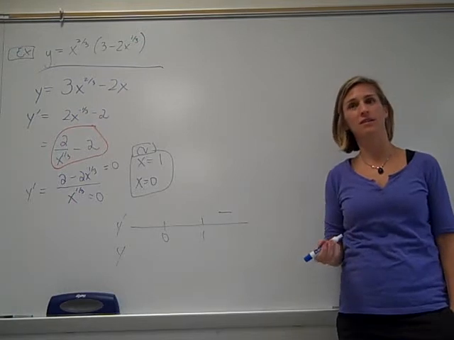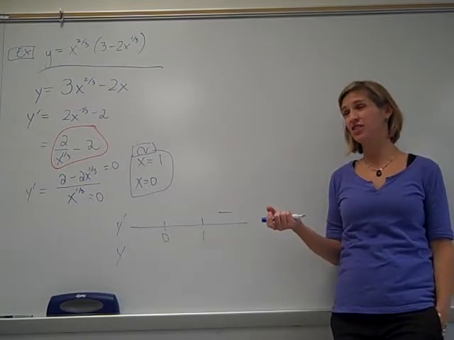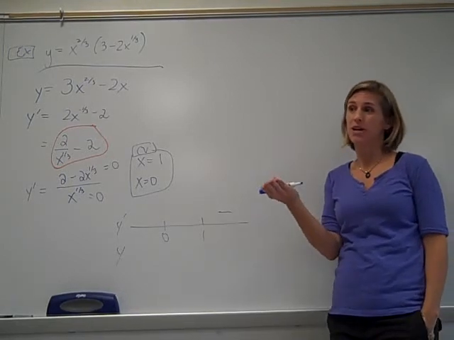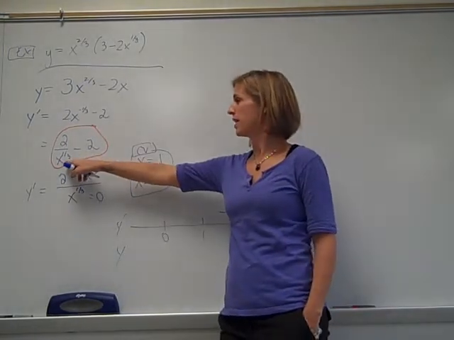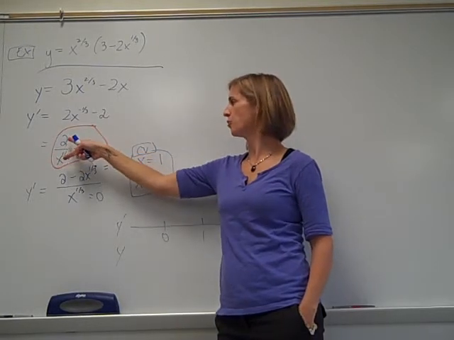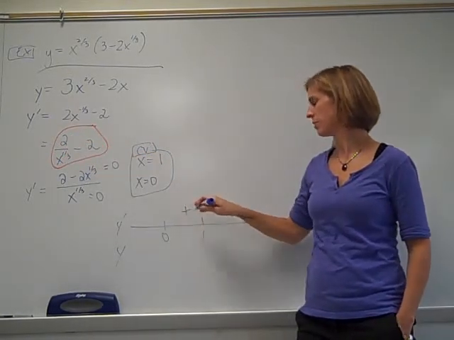Between 0 and 1, I have to pick a fraction to check this out. What fraction should I pick? 1/8. I pick 1/8. The cube root of 1/8 is 1/2. Flip it, it is 4, minus 2 is positive.